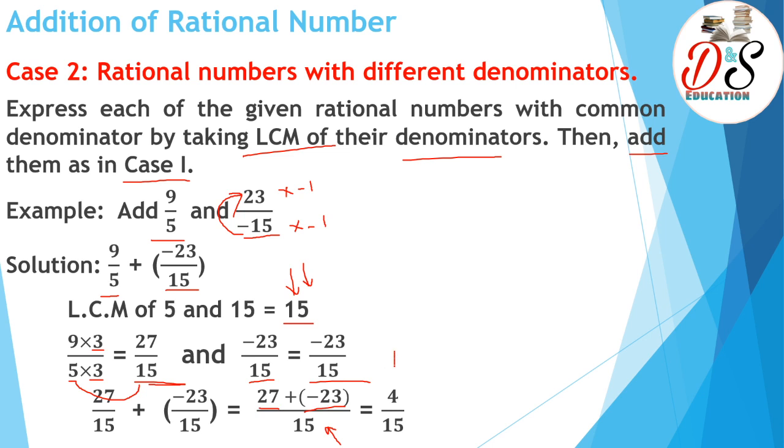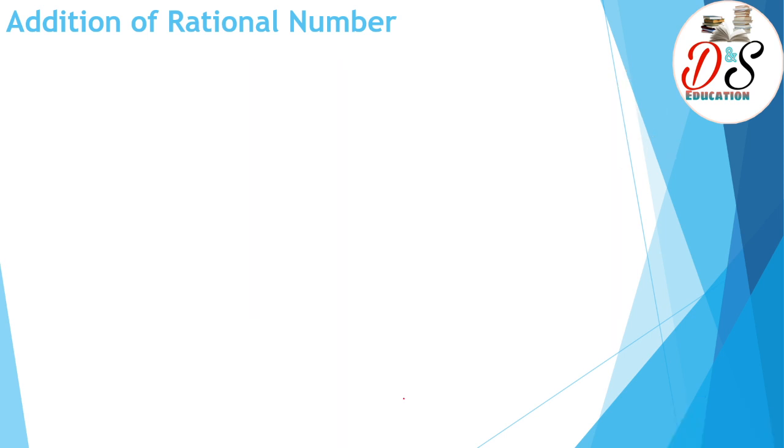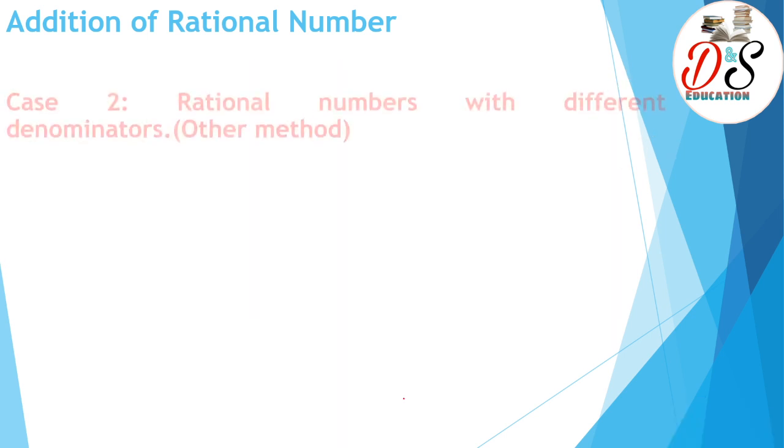In this scenario we are going to do subtraction. After subtraction we got 4 upon 15. Okay, that's how you will do addition of rational number with different denominator. Now we have another method for case 2, means for rational numbers having same denominator. Let's discuss that method also.